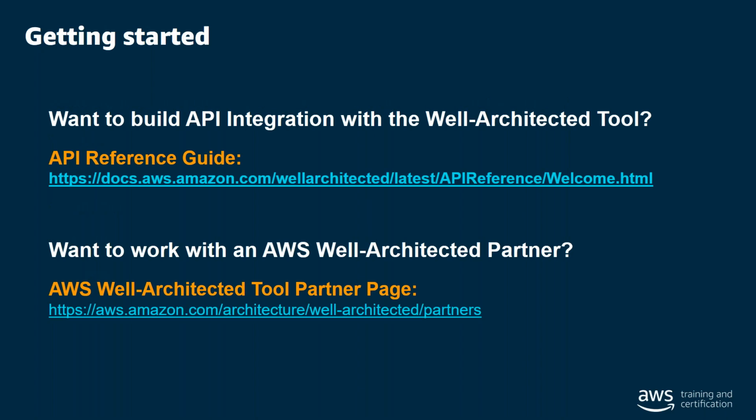So if you want to get started, there really is an API reference guide. It's really easy. Our documentation is very consistent between all our APIs, so if you're used to reading the APIs for other services, you'll find that it reads very similarly. Go to the API reference guide, which is on docs.aws.amazon.com. And if you want to work with one of our partners, like I said, you can see our list of partners at the Well-Architected Tool Partner page, which is listed there.